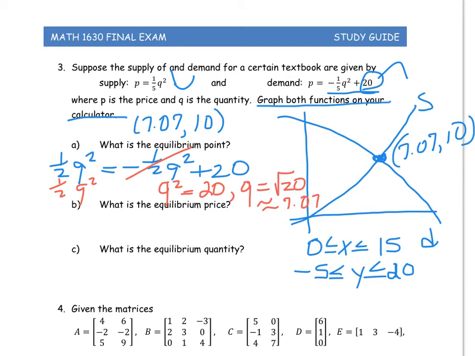So, what is the equilibrium price? Well, the equilibrium price is the value P. So that's 7.07. And since that would be in dollars, that would be $7.07.